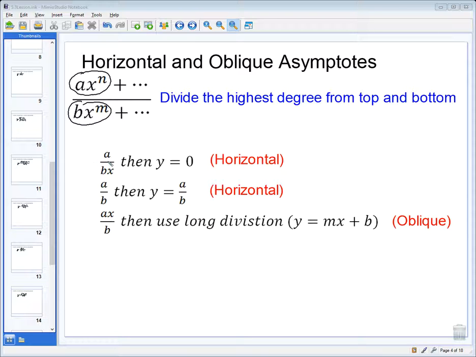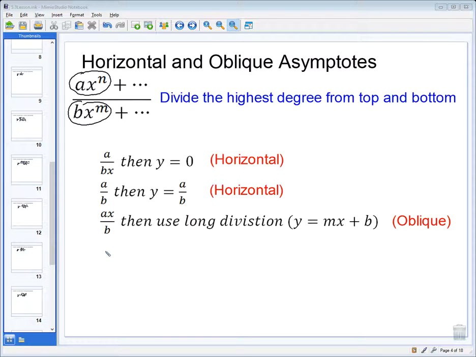You run into three cases. Either you have a over bx, meaning there's an x still on the bottom, and it won't divide into it. You will get an answer of 0 because this will go into the top 0 times. All the x's will cancel out is the second case, and in that case your y is whatever number that is, because there's no more x's.